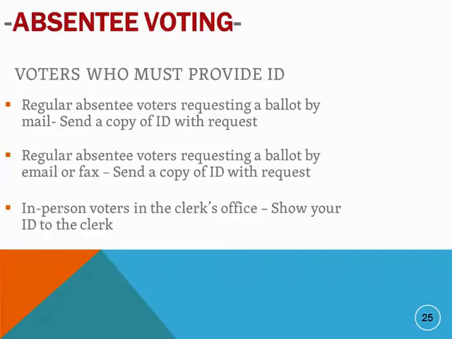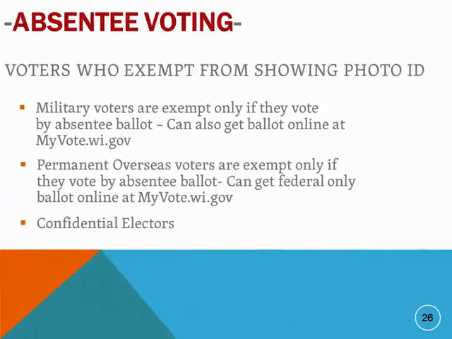The best way to make your request is to use the absentee ballot request form. You can find this on myvote.wi.gov by clicking Vote Absentee, or you can use the EL121 form found at elections.wi.gov.